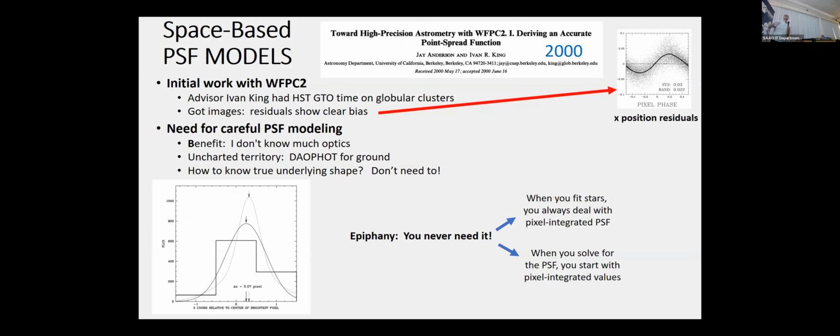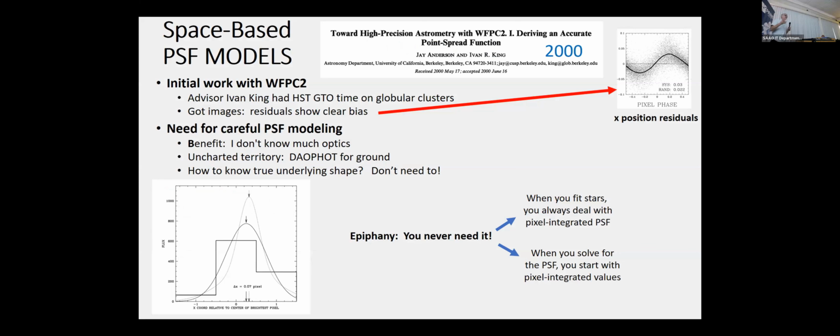So, space-based PSF models. When I started working with WFC3, my advisor, Jay Anderson, had GTO time and wanted to get good results out. But we got residuals that showed clear problems with the point spread function. If a star was on the left side of the pixel, then you had a bias that pulled it to the left, and if it was on the right side of the pixel, then there was a bias that pulled it to the right. All of that was telling us that something's wrong with the PSF.